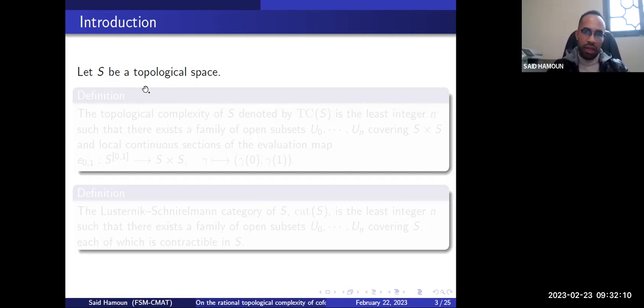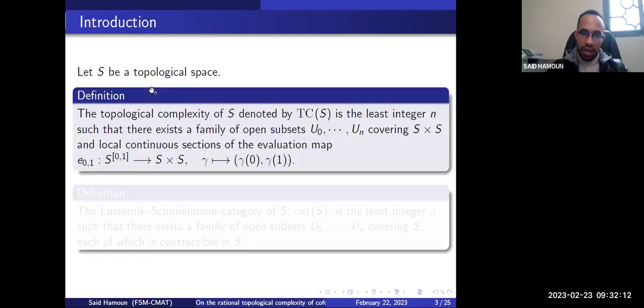If S is a topological space, the topological complexity of S, denoted by TC of S, is the least integer n for which S times S can be covered by n plus 1 open subsets U0 up to Un, and over each Ui there exists a continuous local section of the evaluation map.